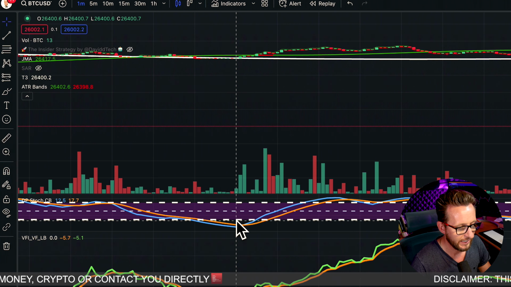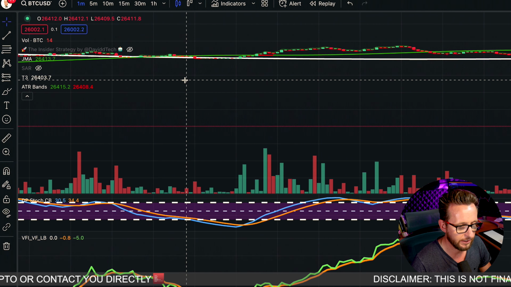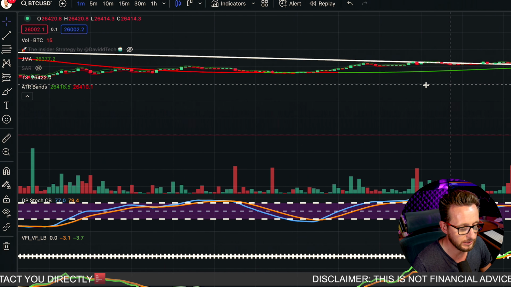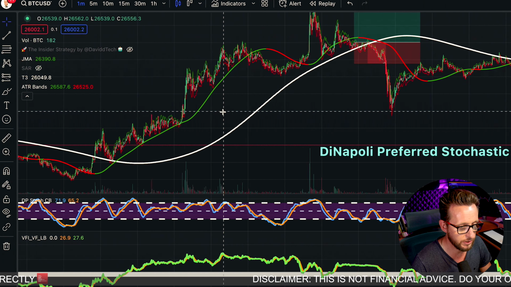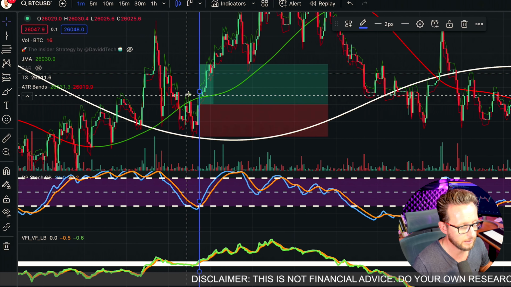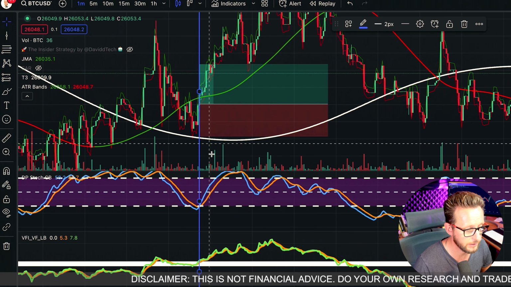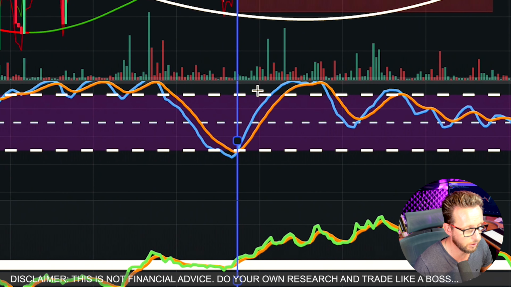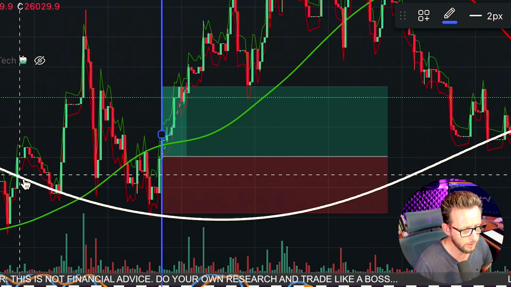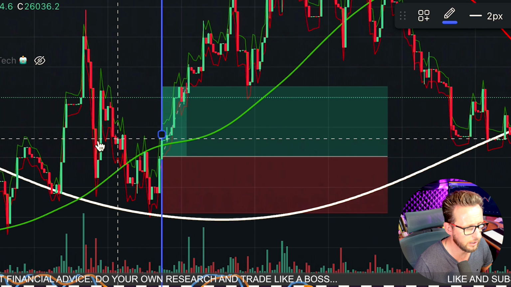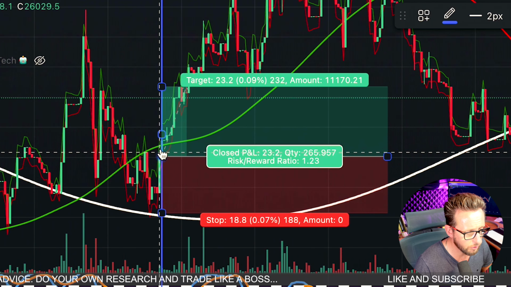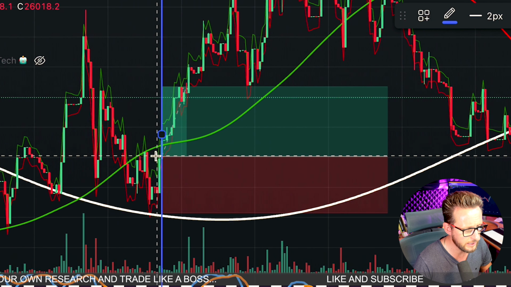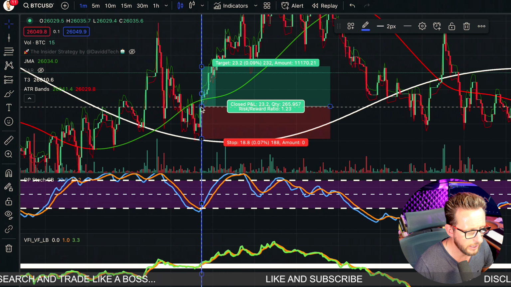Right, okay. So we have that as an extra confluence. Now let's set our stop loss and take profits. Let's have a look at some of these entries over here. Okay, here is my first long. As you can see, we have the volume flow. We have the cross on the DC stock. We are above the T3, which is this white line. And the JMA is green, which you might not be able to see, but is green on the chart. We have our entry on this candle.